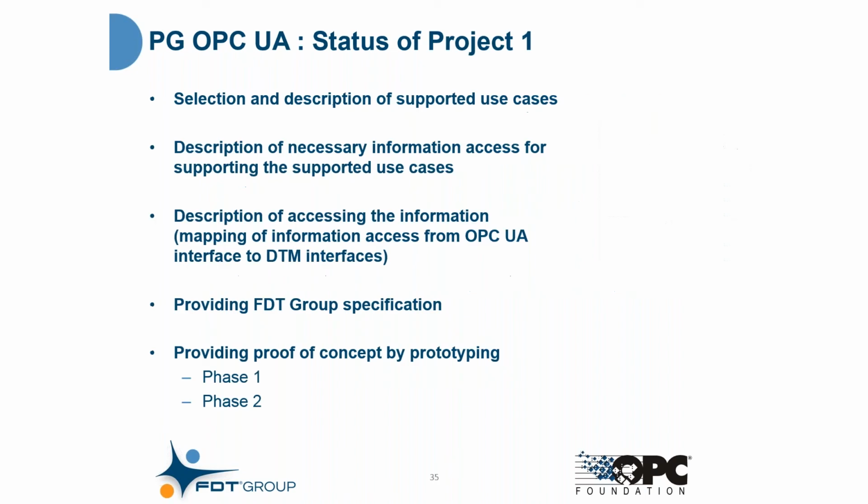So within Project 1, basically we executed the following steps. We selected a number of use cases and described those. We considered which information access is necessary for supporting these use cases, looked at the description of information on both sides, OPC and FDT, and then provided the FDT group specification. And last but not least, we implemented an OPC UA server and prototype that served as a proof of concept.